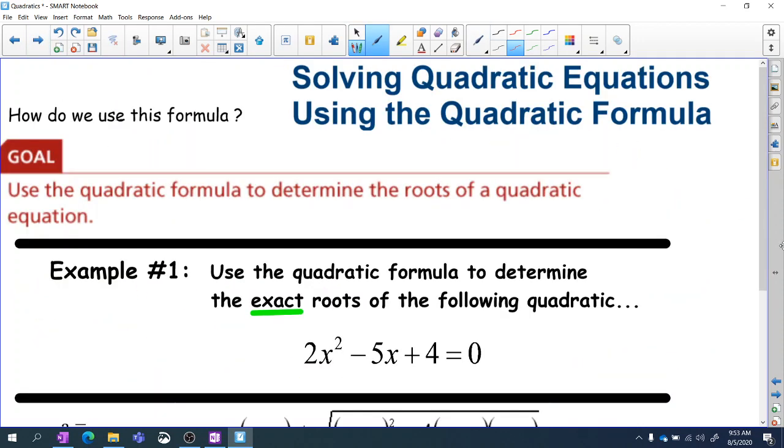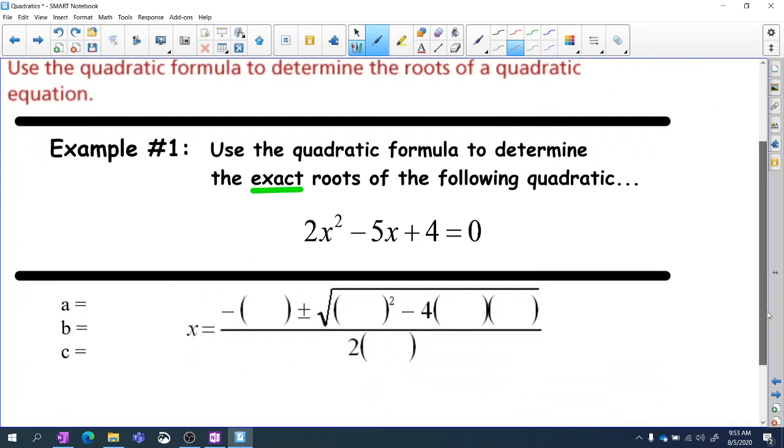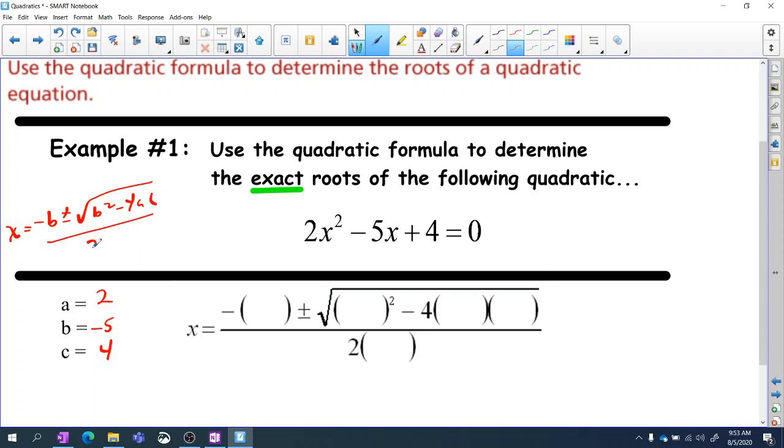It says find the exact roots. So there's the indicator. It doesn't want me to find the square root and put it in my calculator. If I look at this quadratic, it's already set equal to 0, so a is the number in front. It's a 2. b is negative 5. And c is 4. And now my formula, which I'll just jot down here: x is negative b plus or minus the square root of b squared subtract 4ac, all of that divided by twice a.